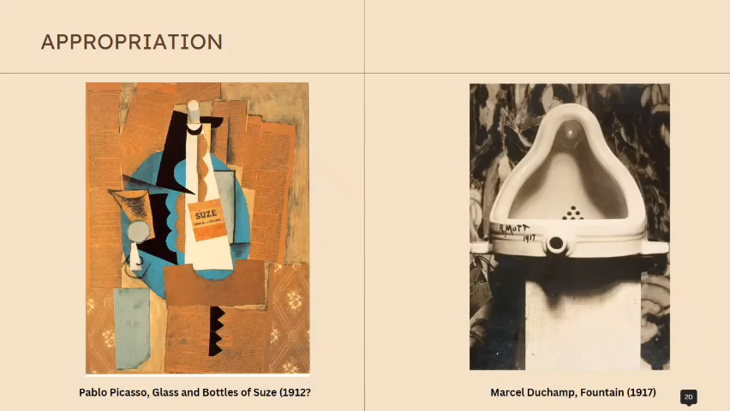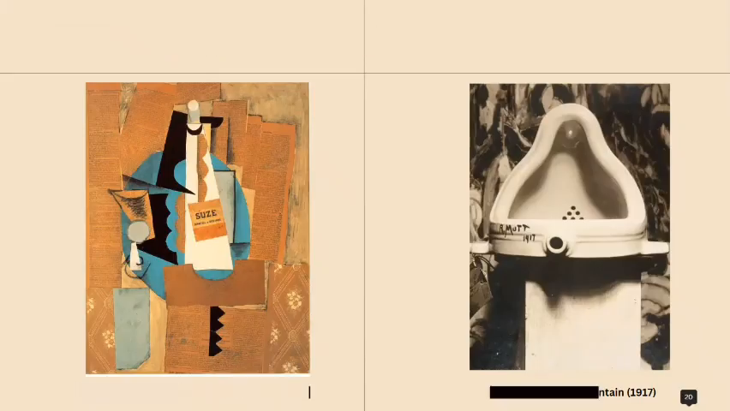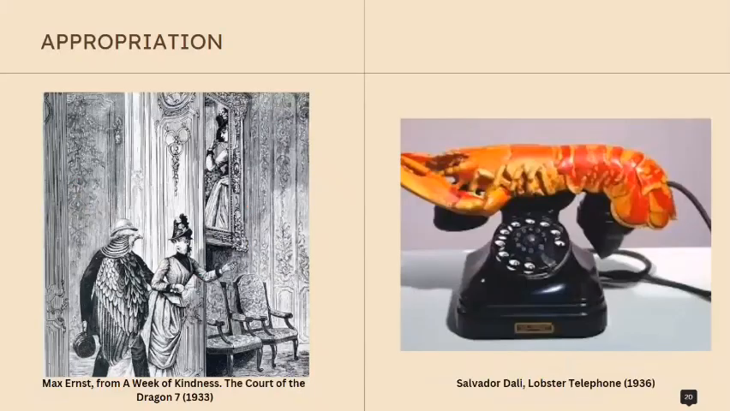Duchamp didn't change anything else about the urinal except its context and its name. He also signed and dated the work with an alias, R. Mutt. By making these minor interventions, he completely altered our understanding of this porcelain bowl as an object. Surrealism also made extensive use of appropriation in collages and objects, such as Salvador Dali's Lobster Telephone.